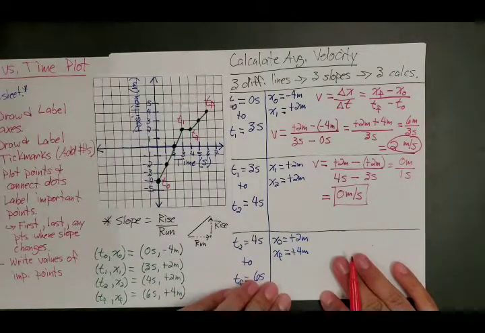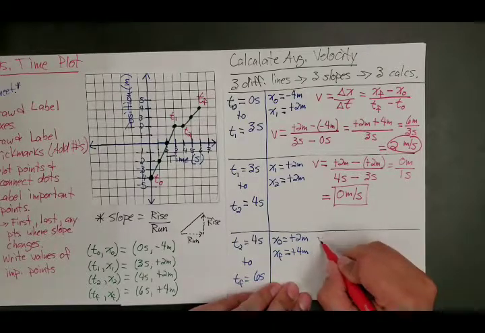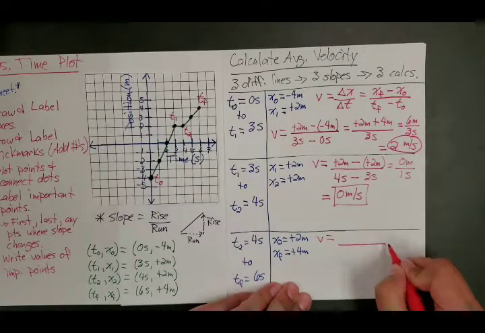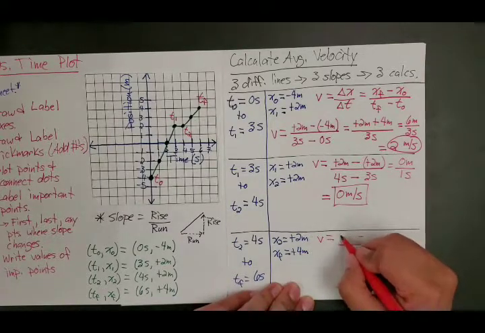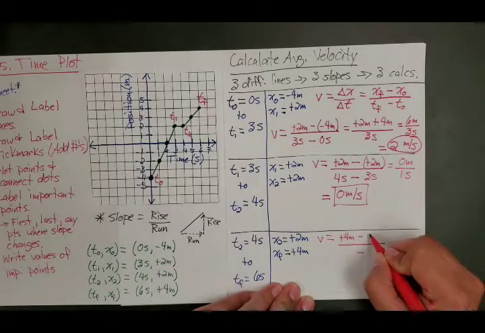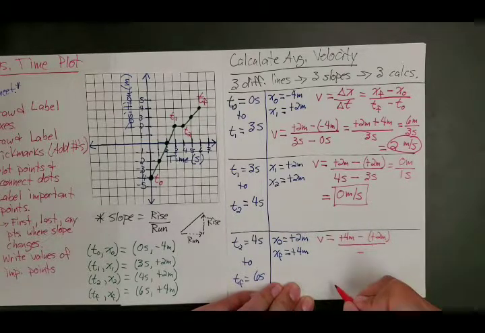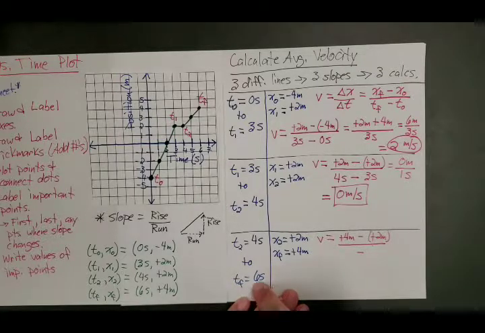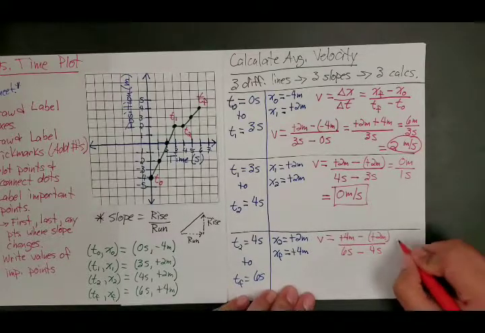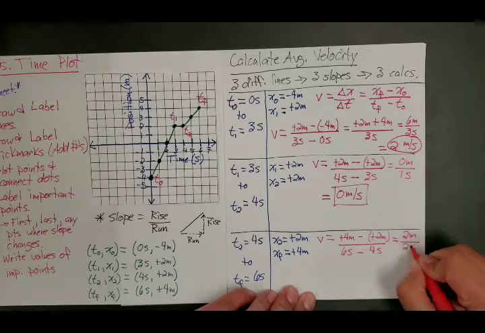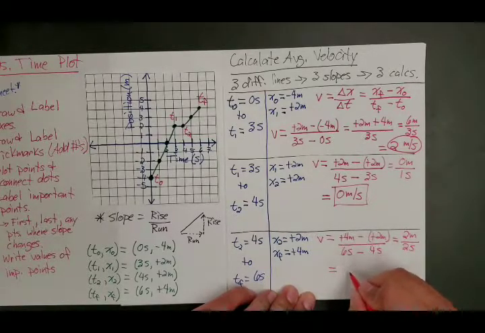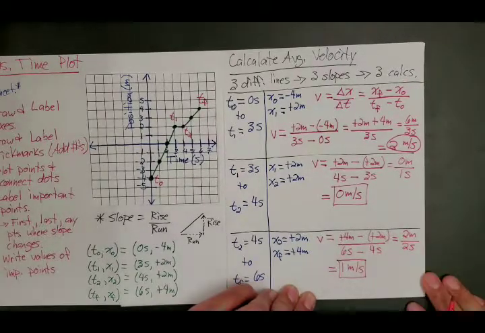Now moving on to the third one, we have velocity is equal to, and again, go ahead and set that up. Makes it a little easier for us. The final position is positive 4 meters minus positive 2 meters. The final time in this segment is 6 seconds. The initial time in this segment is 4 seconds. So that gives us 2 meters divided by 2 seconds. So our final velocity here is going to be 1 meter per second.